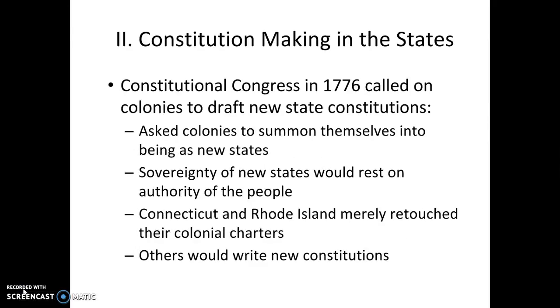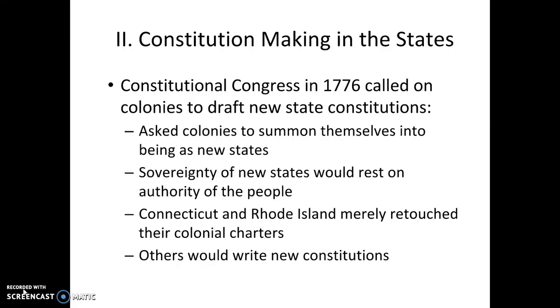Now, there's a Constitutional Congress called in 1776, so this is still going on during the Revolution, and basically, it asks each colony to draft constitutions for their state. So there are some basic requirements. One, the sovereignty. Sovereignty, that's a word that I've already used a couple times. Sovereignty just means the ability to rule. A sovereign is a ruler. The sovereignty of these new states, the centers of power have to rest on the authority of the people.